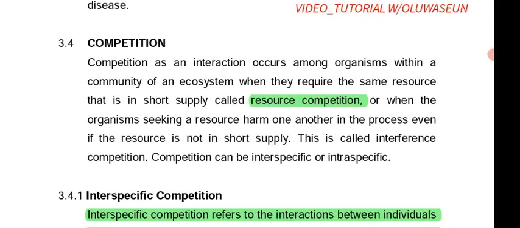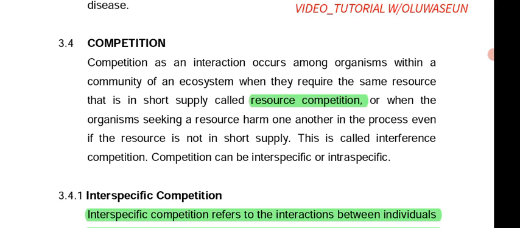Another type of interaction is called competition. Competition is an interaction that occurs among organisms within a community of an ecosystem when they require the same resources that are in short supply. We call that resource competition. Or when the organisms seeking a resource harm one another in the process, even if the resource is not in short supply, we call that interference competition. I hope you get that.